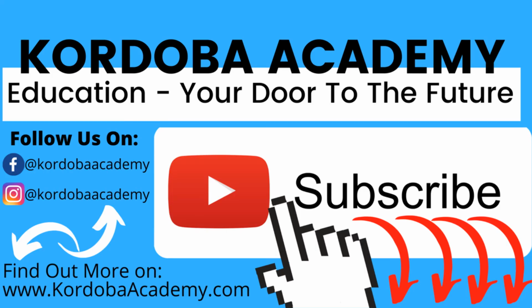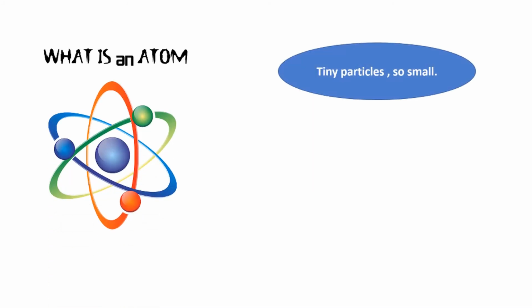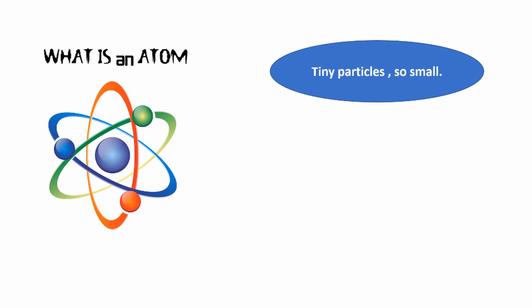In this video, we are going to look at what atoms are made of and the mass of an atom. What is an atom? They are tiny particles that are so small it is not possible to see them with the naked eye, and they are barely possible to make out with the most powerful microscope.